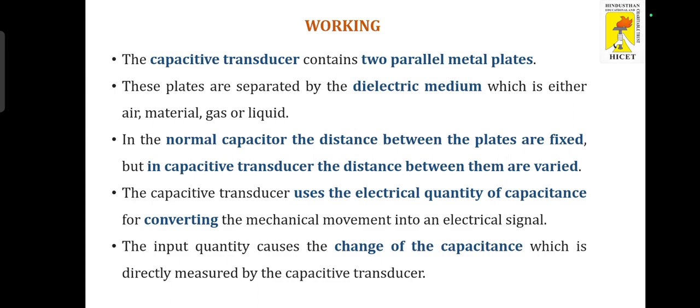The capacitive transducer has two metal plates separated by a dielectric medium. In a normal capacitor, the distance between the plates is fixed, but in the capacitive transducer, the distance between them is varied. The capacitive transducer uses the electrical quantity of capacitance for converting the input to its corresponding electrical signal. The input quantity causes the change of the capacitance, which is directly measured by the capacitive transducer.